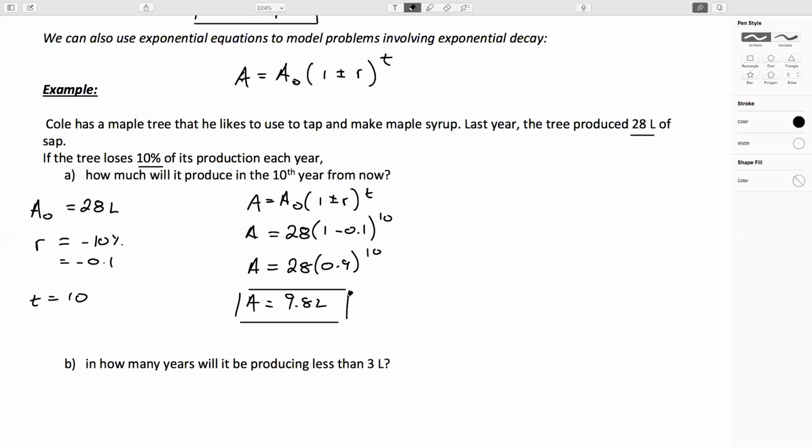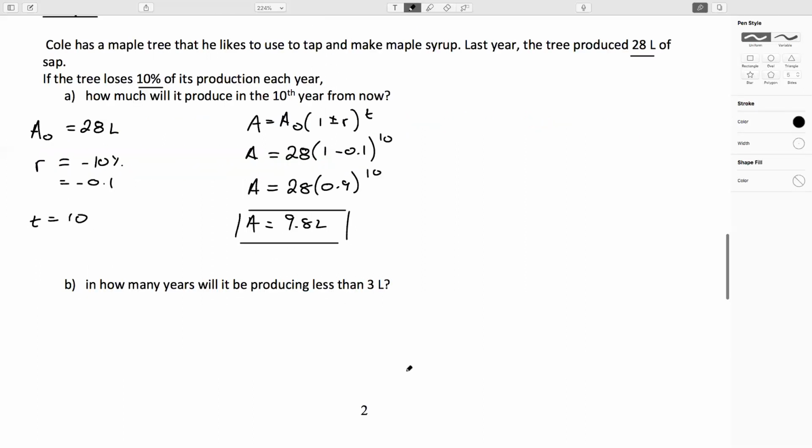So that's an example of an exponential decay problem where we have to use the general formula and tailor it to the question. We're going to do the same kind of thing, but now we're not going to solve for the future value. We're going to solve for something else. So in this case, how many years will it be producing less than 3 liters? This time we are given a fixed final value. We're given A equals 3 liters. All the other variables are the same. We still have A naught is 28. We still have a rate of change of 10%, but we don't know T this time.